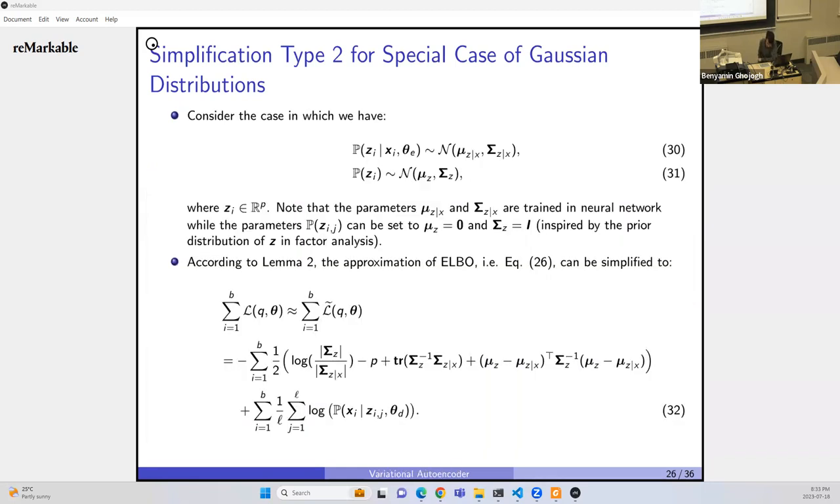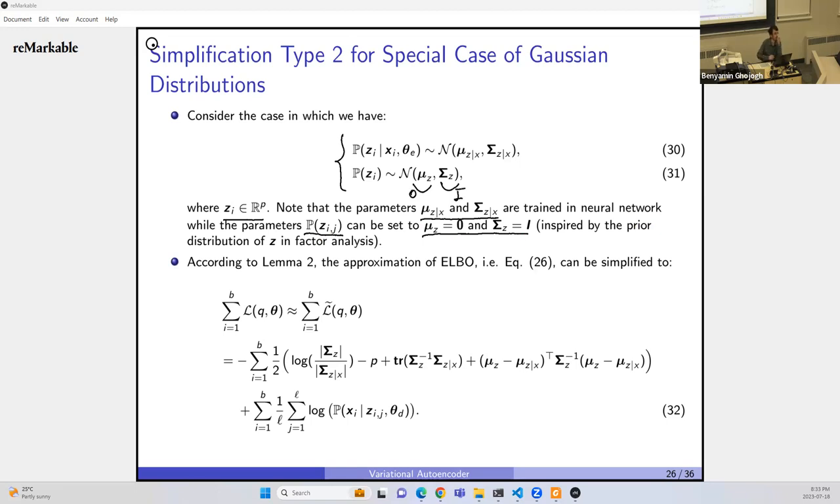Consider the case in which I assume P of Zi given Xi is a Gaussian distribution. Also, P of Zi is a Gaussian distribution because I want to simplify it further. Zi is P dimensional, right? The parameters mu of Z given X and sigma Z given X are trained in a neural network, while the parameters of P of Zi can be set to zero and identity. So for these two, I can set these to zero, these to identity.